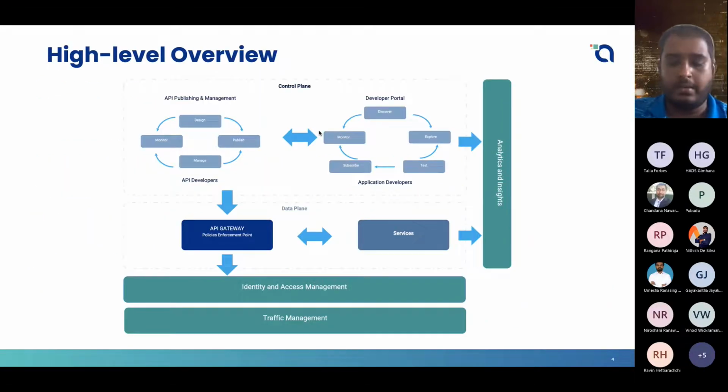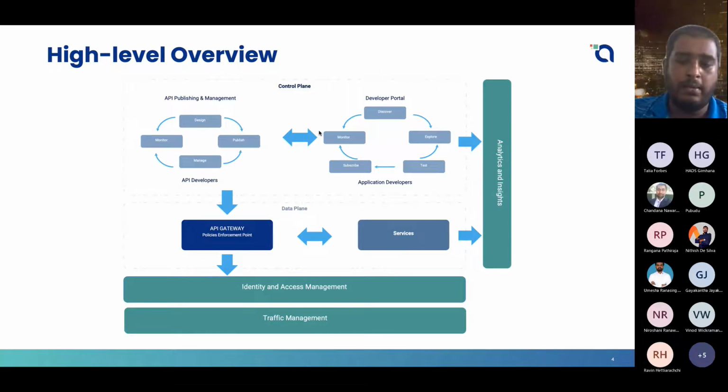To zoom in a little more and give you an idea about what components are there: think about the control plane, where the users come in and interact with the system, do their configurations, design APIs, and publish them. All these interactions are done by the control plane. In the control plane, there are mainly two portals. One is for designing and developing APIs, and the other is for the application developers who are the consumers of the API. I'm not going into details of that because it doesn't necessarily fall in this scope.